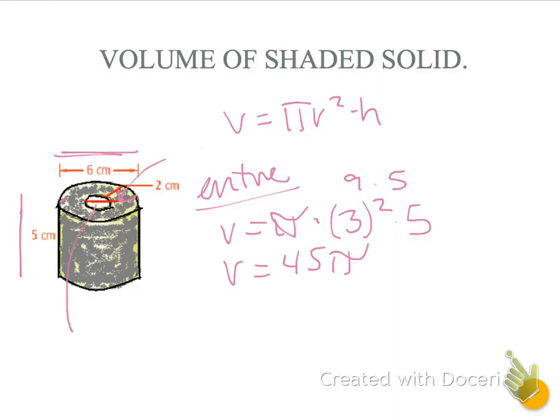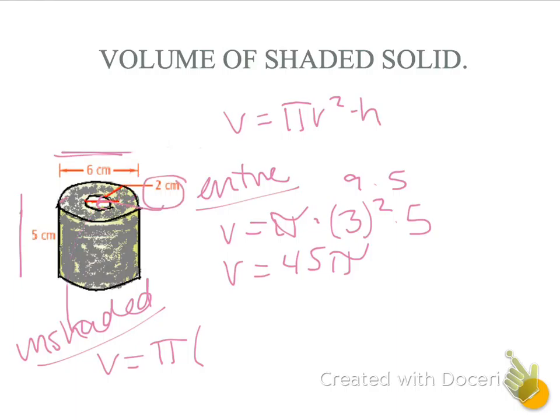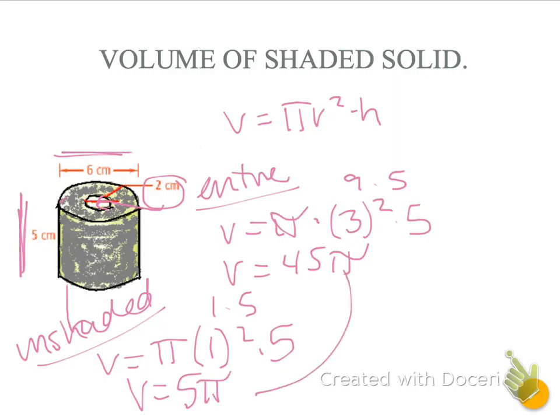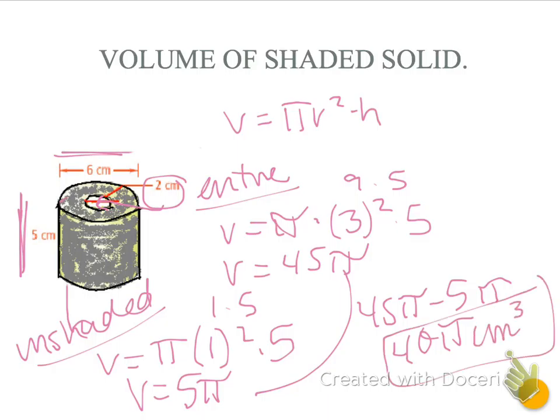Now I need to find the volume of the unshaded part, so I can take it out of the total to get what I want left. So V equals pi times, well, this little 2 right here is pointing to the diameter. If that 2 is all the way across, that means my radius is 1, times my height, which is the same as my other height, 5. Well, 1 squared is 1, so my volume for that little portion is 5 pi. So we need to subtract them to get the portion I want left, because I want to take that unshaded region out. So 45 pi minus 5 pi gets me 40 pi. And then we label centimeters cubed, because we're still talking about volume.